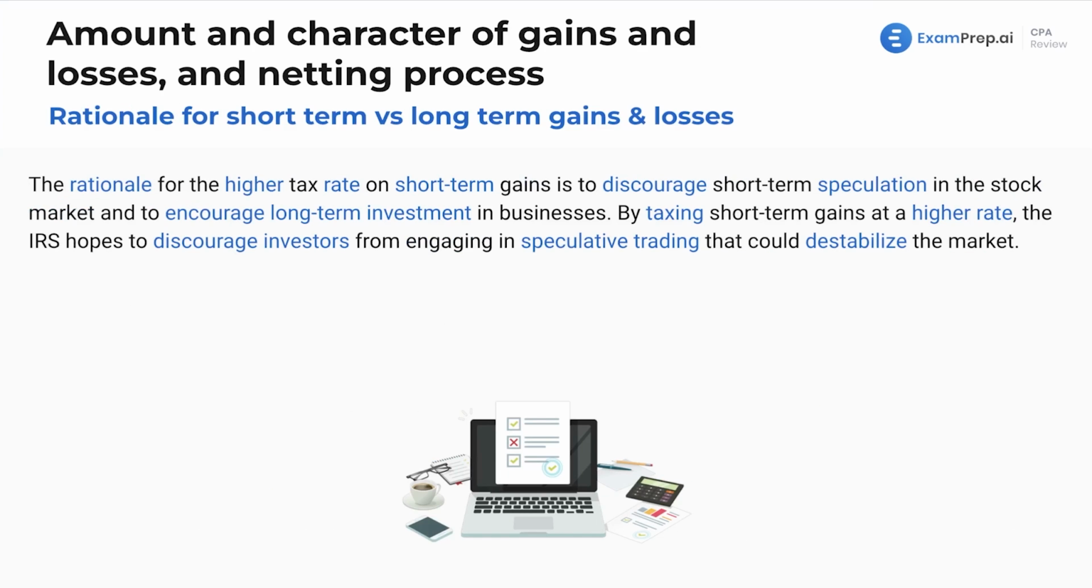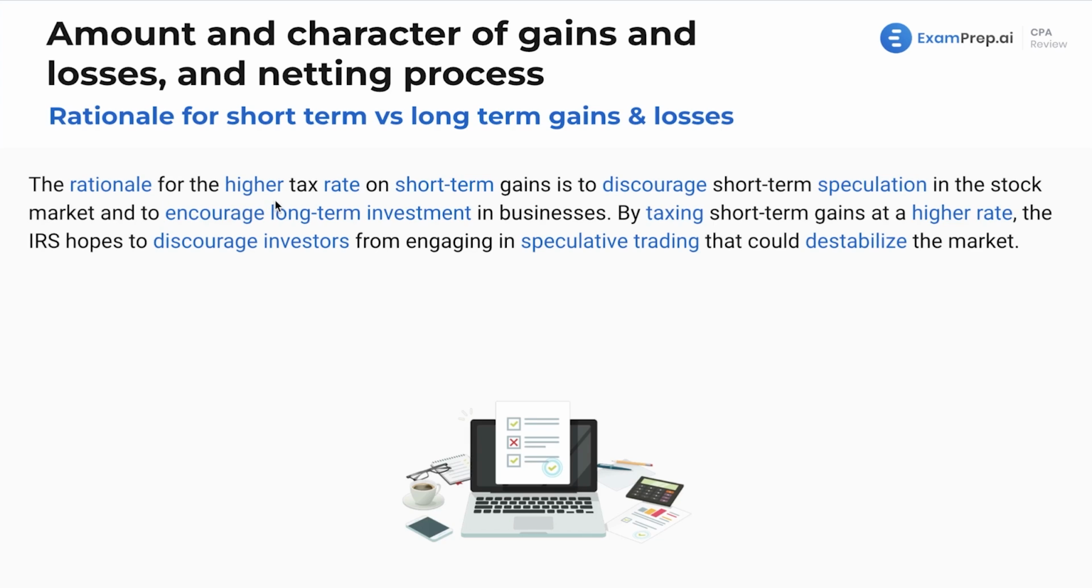Now, what's the rationale? I like to give that because it helps us remember why this is going on. Obviously, we're going through a lot of tax law, and the IRS comes up with this, so why are they doing this? What's the rationale? Is this beneficial or not? And I'd say overall it makes sense.